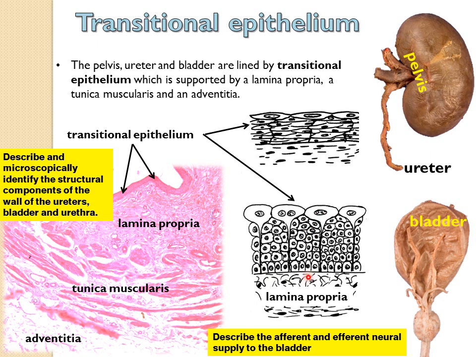This is what the epithelium looks like in the relaxed state. And when it is stretched, all those cells flatten out. That allows the organ, which is the bladder, or even the pelvis and the ureters, to stretch and accommodate an increased amount of fluids. So, what are you looking at for the pelvis, ureter, and bladder? You have a transitional epithelium.